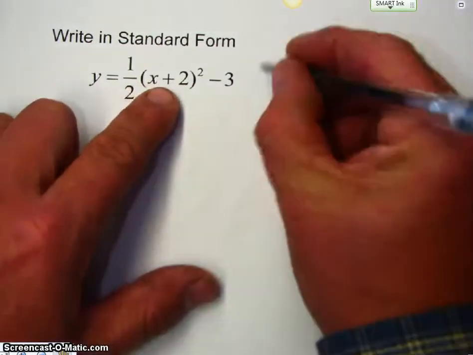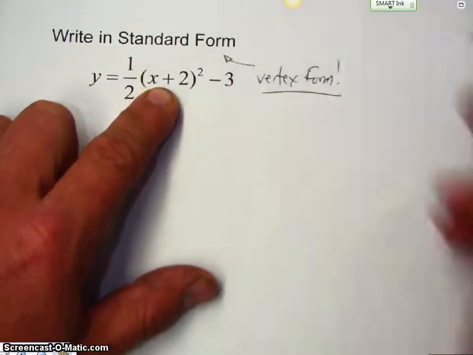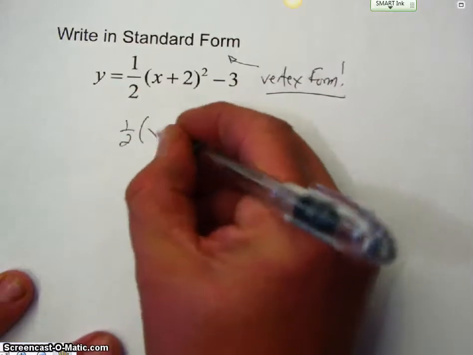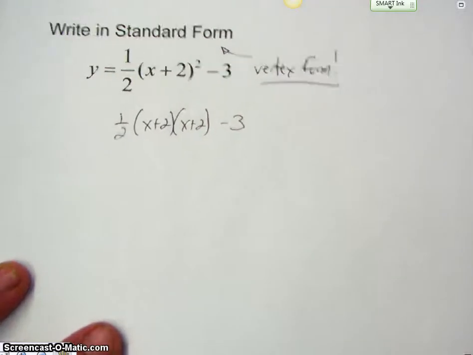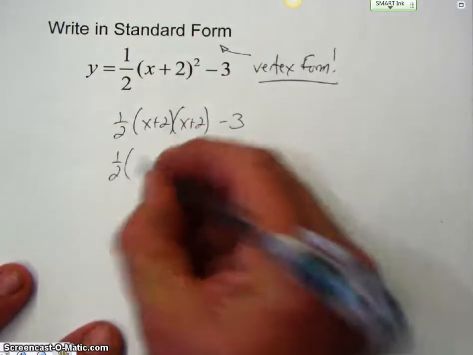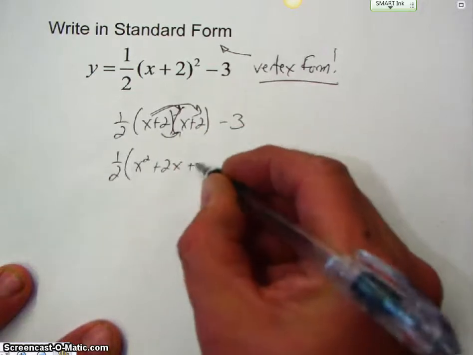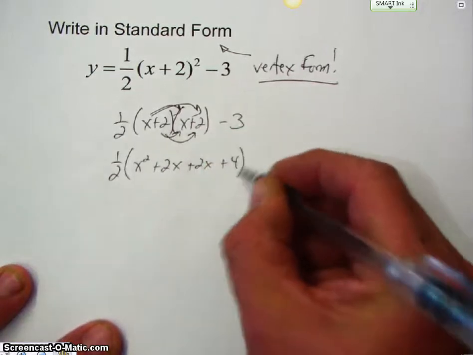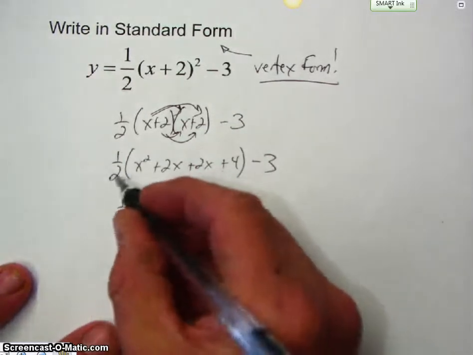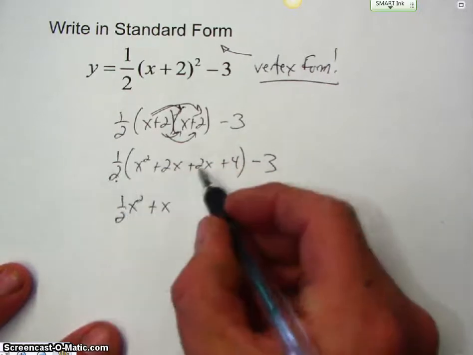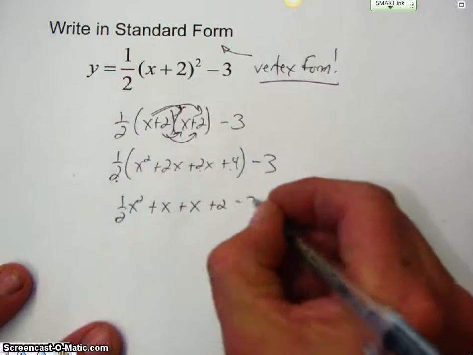Again, this is in vertex form. So we're going to convert it to standard form. So I rewrite it. In other words, what's in the parentheses I write down twice. Keep everything else the same. Now I distribute. So x times x is x squared, x times 2 is 2x, 2 times x is 2x, 2 times 2 is 4, put the minus 3 at the end. Distribute 1/2: x squared, 1/2 times 2, which is just x, 1/2 times 2, which is just x, 1/2 times 4 is 2, then put on the minus 3.